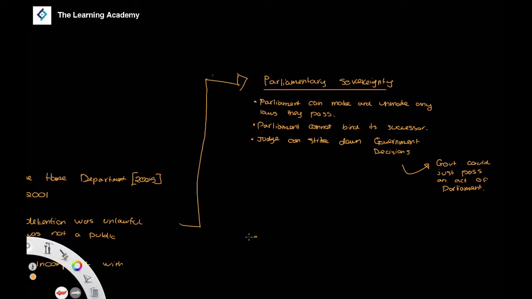Before we move on, of course, you could make the point that parliamentary sovereignty is really the trump card when it comes to the power of the judiciary over Parliament. Okay, Parliament is always sovereign, and you can apply this quite evenly.